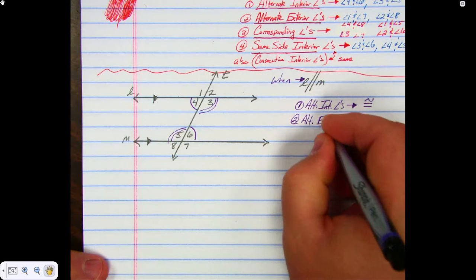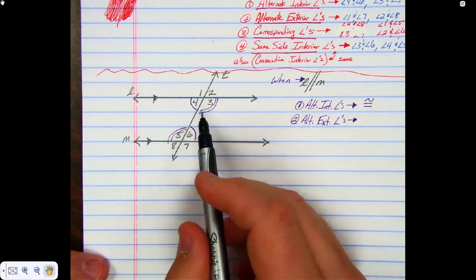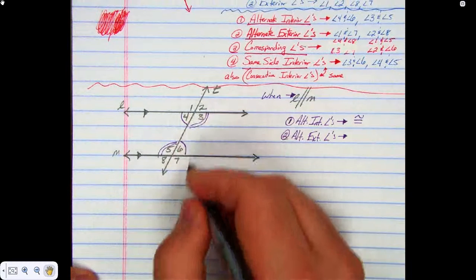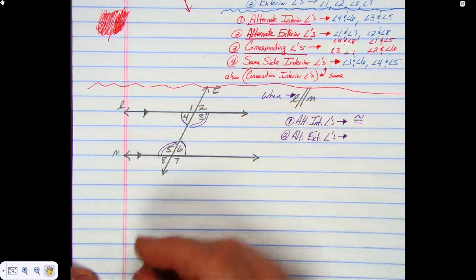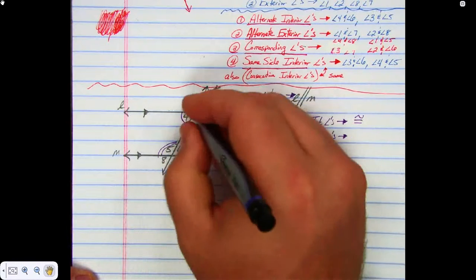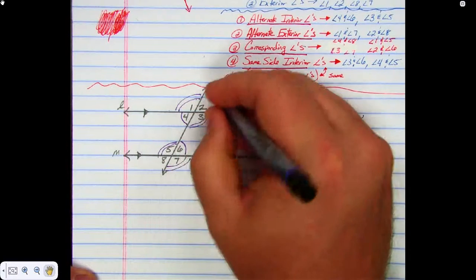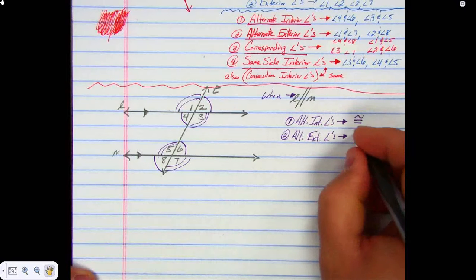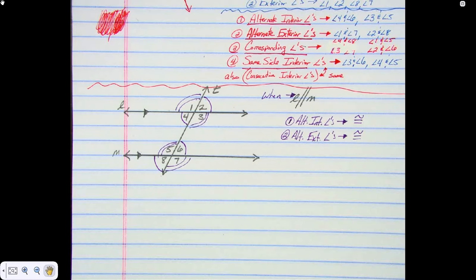Alternate exterior angles. 1 and 7 are alternate exterior angles, correct? How does it look like 1 relates to 7? Opposite angles. What do they look like they are? Congruent. Do they look like they're the same angle? Yeah. Guess what? They are. So 1 is congruent to 7, and 2 is congruent to what? They are congruent.